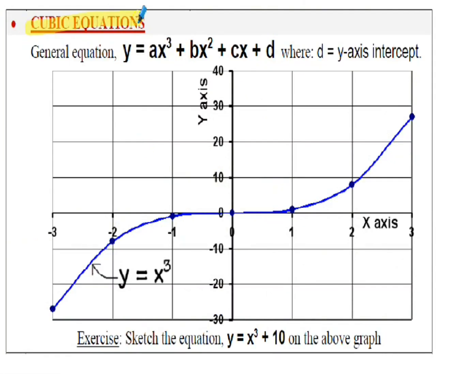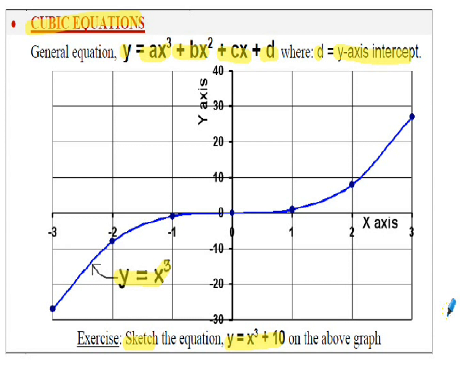Cubic equations. They have the general form y is equal to ax cubed plus bx squared plus cx plus d, where d in this case is the intercept with the y-axis. What's shown below on the graph is the equation y is equal to x cubed. What we're asked to do is sketch the equation y is equal to x cubed plus 10.